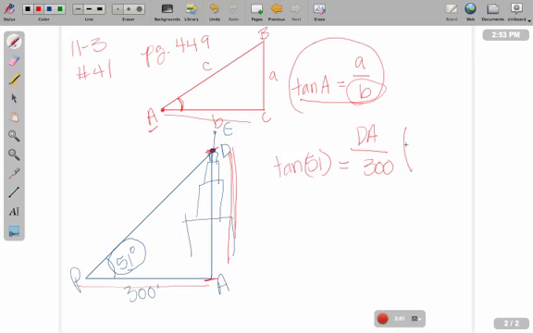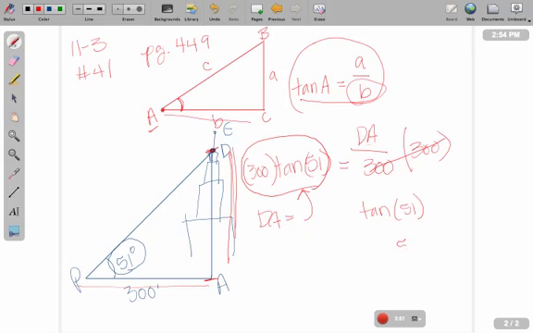So what we can do is then just solve for DA. We multiply both sides by 300, and then it cancels over here, and DA is actually equal to this equation right here. And you can plug this into your scientific calculator and figure out, you find tangent of 51 first, which is found by either pressing tangent and then 51, or some calculators actually ask you to enter the 51 and hit tangent. That depends on your calculator. But that number, you then multiply by 300, this answer is equal to DA.